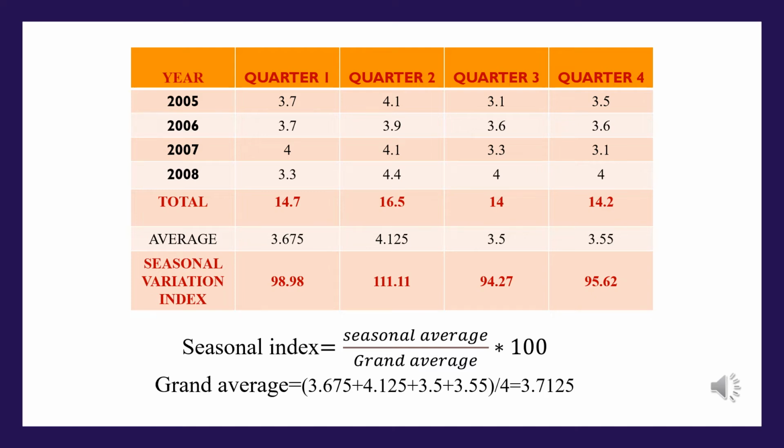After calculating grand average, we can calculate seasonal variation index by using the formula quarterly average divided by grand average into 100. Seasonal variation index for first quarter is 3.675 divided by 3.7125 into 100, which is equal to 98.98. Similarly, seasonal variation index for second quarter is 4.125 divided by 3.7125 into 100, which is equal to 111.11. Similarly, seasonal variation index for third quarter is 94.27. Seasonal variation index for fourth quarter is 95.62.